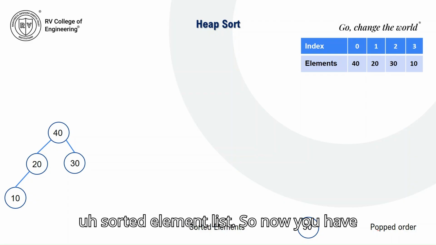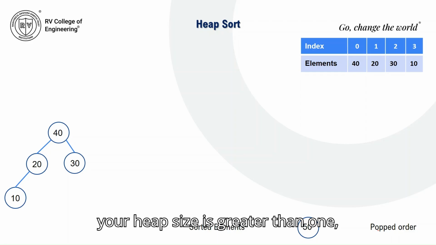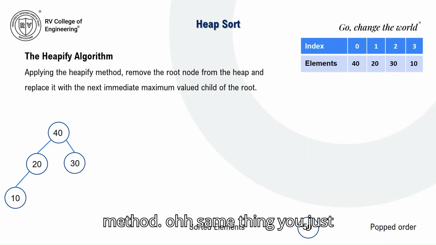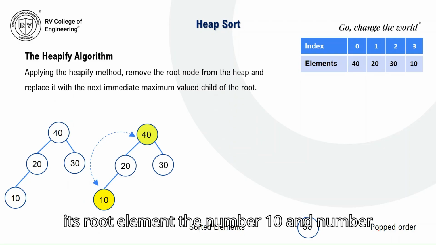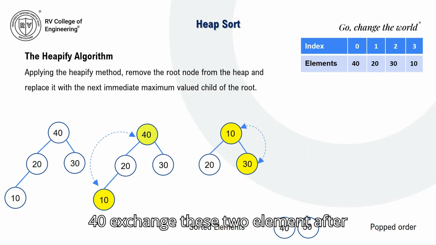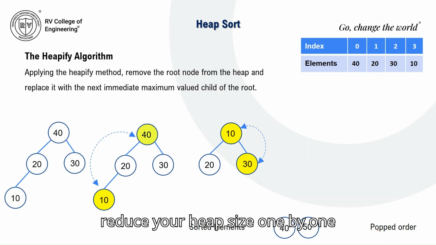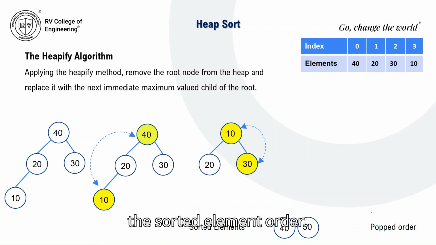So now you have 4 elements in your heap. So here your heap size is greater than 1. Again, you can call the heapification method. Same thing, you just simply exchange your leaf element with its root element. So number 10 and number 40, exchange these two elements. After exchanging these two elements, you just reduce your heap size by 1 and take that number 40 and store it in the sorted element order. See, here your element is stored.